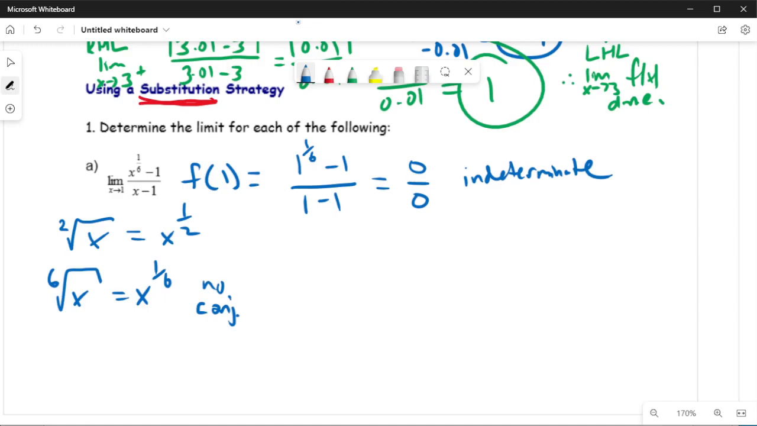So let's think about this. Can I factor this? No. So just think to yourself: can I factor? Nope. Can I conjugate? Nope. Is it a rational expression? Can I use a common denominator?